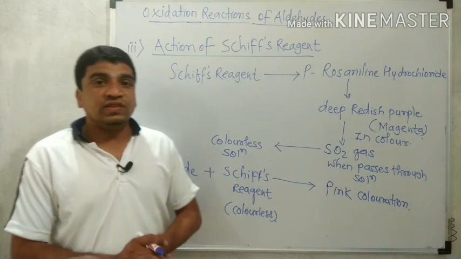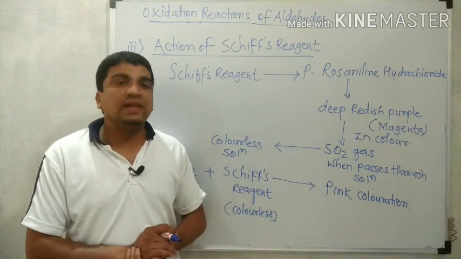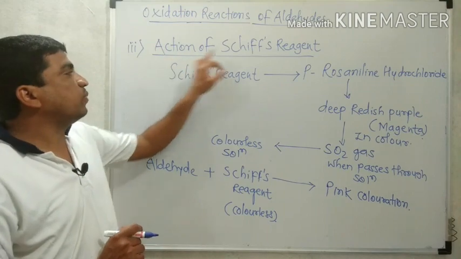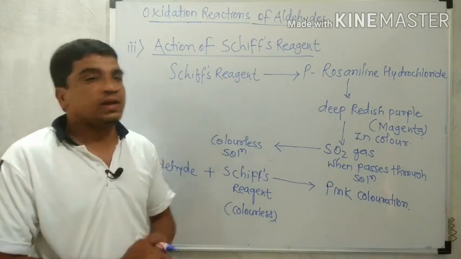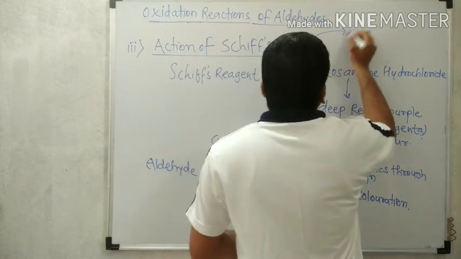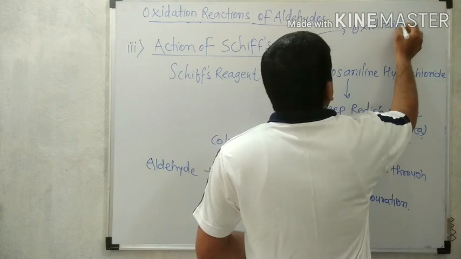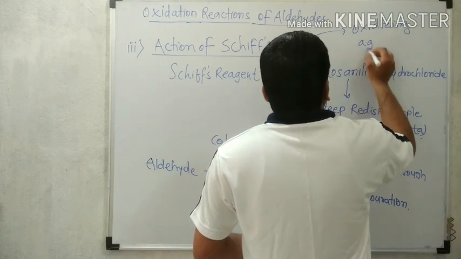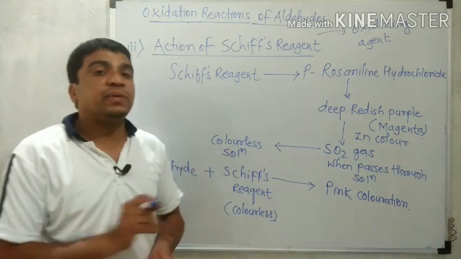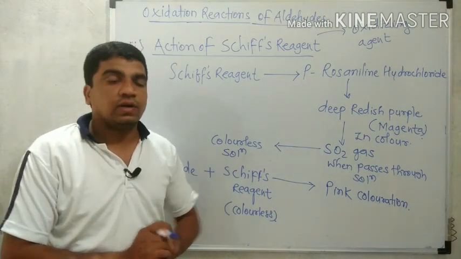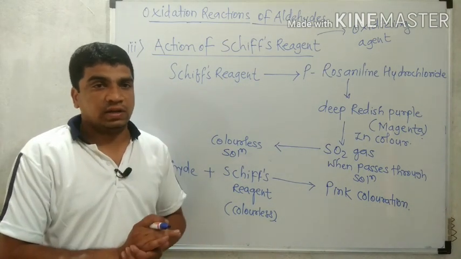Now, after the Tollens reagent, the third reaction of oxidation of aldehyde is the action of Schiff reagent. Now, the third reagent is Schiff reagent. Schiff reagent is also similarly an oxidizing agent, like the Fehling and Tollens reagent. So, this is also an important reaction. This is the identification test of aldehyde. How can aldehyde be identified in the laboratory?